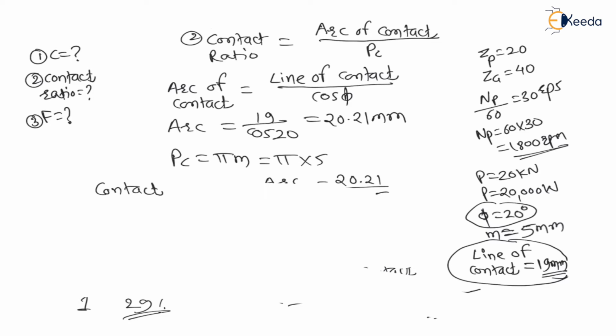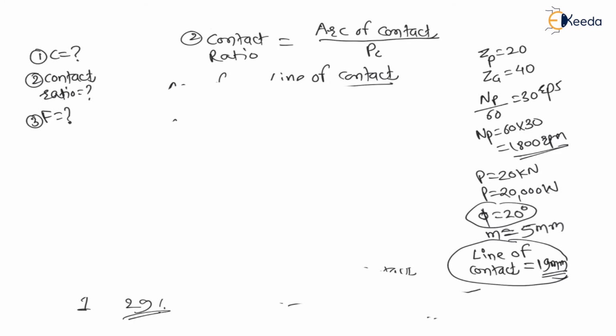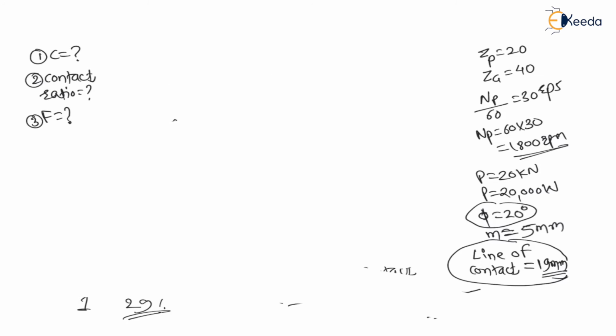For the second question, the correct choice is option C. Look at the options. Option C is 1.29. Now the third question. The third question is about the resultant force F.